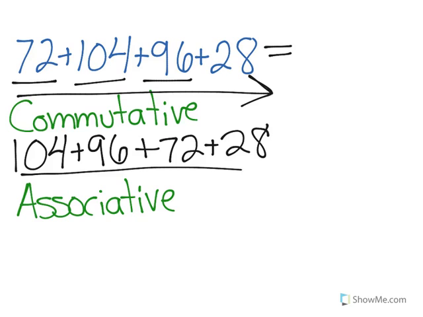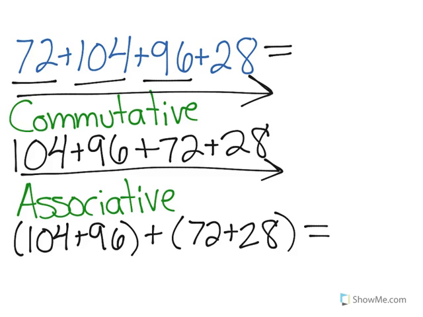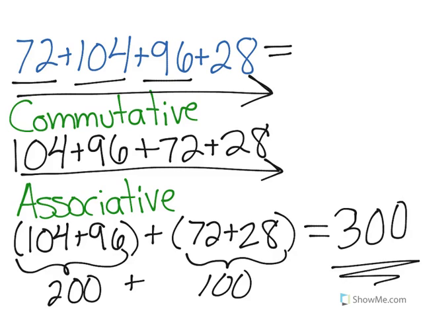Since right here, if you go from left to right, you get 200, but then 272 plus 28, so that could be a little bit harder. We could do it like this. So if we were to associate 104 and 96 and also 72 and 28, you will find out by substitution that this is equal to 200 plus 100, which makes everything a lot easier, and your answer is 300.